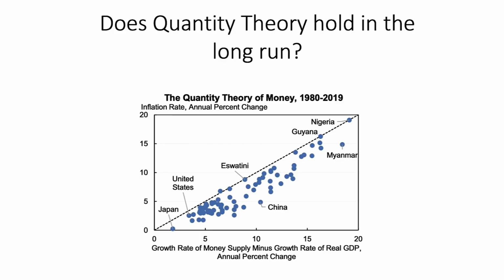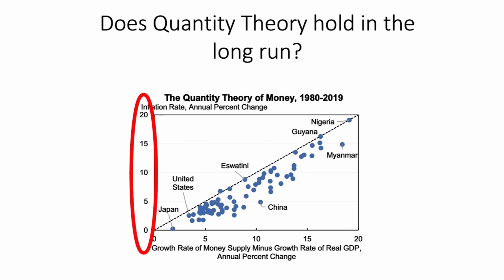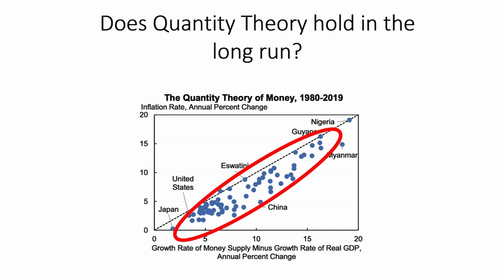Now, there is some data. If you look at the data, you have here on the horizontal axis, each dot is a country, and we have the growth rate of the money supply minus the growth rate of real GDP. So that would be the right-hand side of our equation. The left-hand side of the equation is the inflation rate. We see we have a lot of points pretty close to that line. So this is the evidence. This is a long-term average.